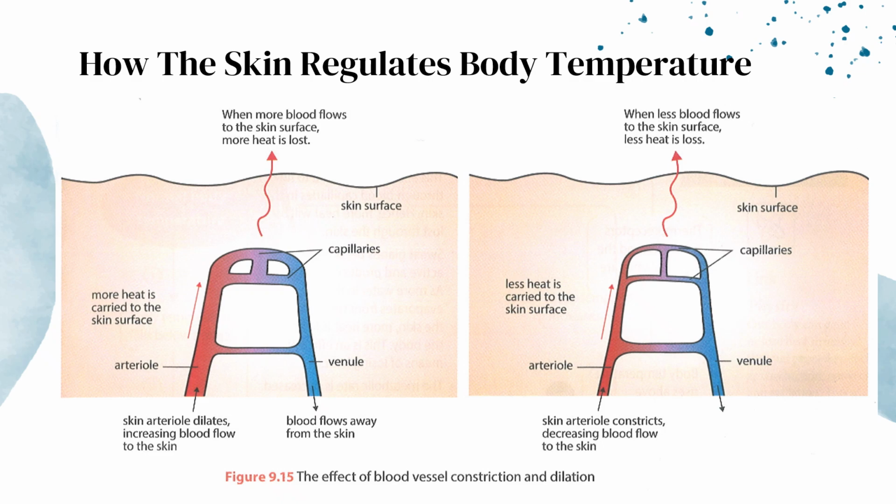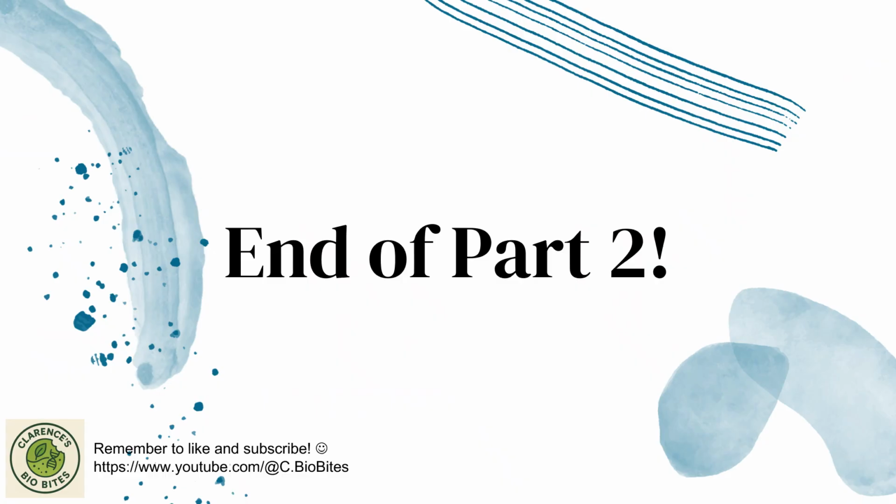This is how vasodilation and vasoconstriction look like. Take a look over here, you can see the skin arteriole is bigger than usual, and so this is vasodilation. On the other hand, over here, you can see that the skin arteriole is smaller than usual, which means less blood flows and less heat is lost. During vasodilation, more heat is carried to the skin surface and more heat will be lost. When there is vasoconstriction, less heat is carried to the skin surface and less heat is lost. All right, so that's it.